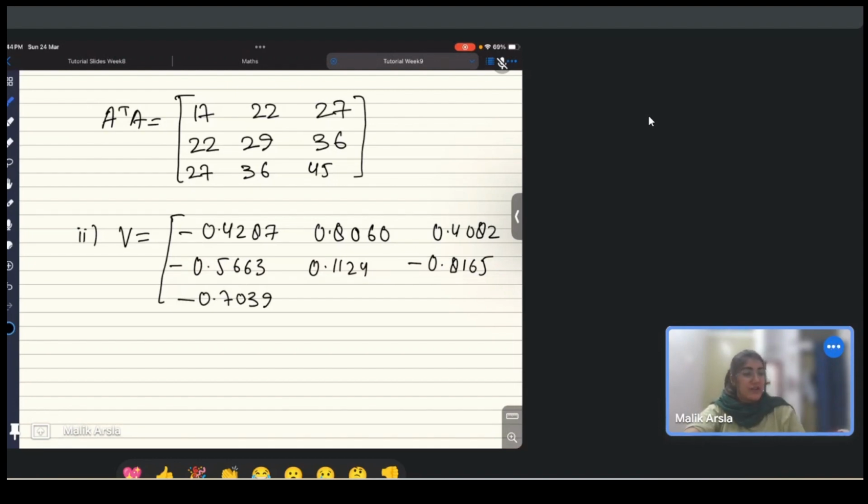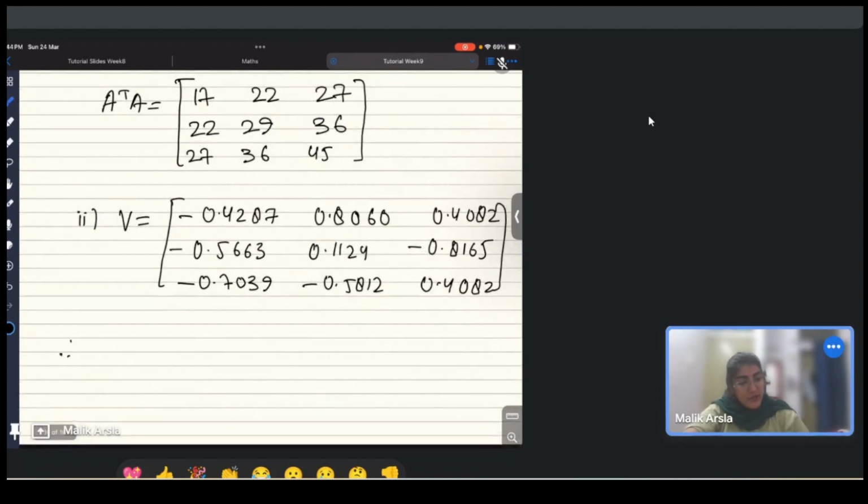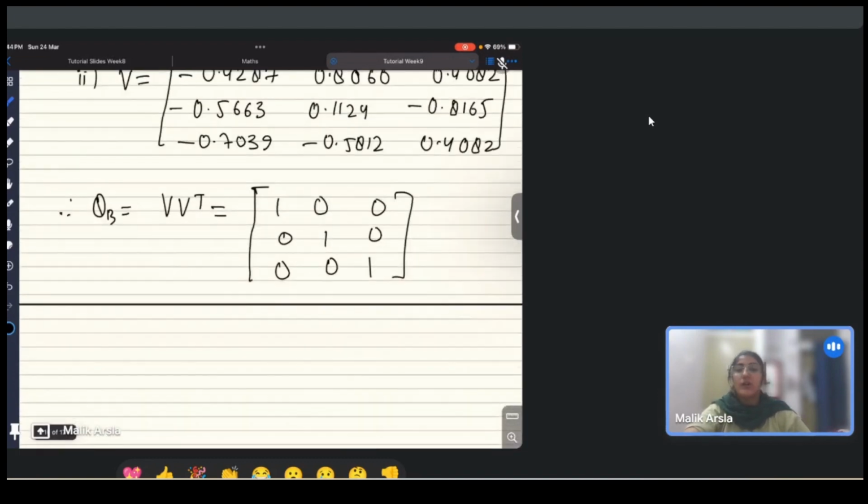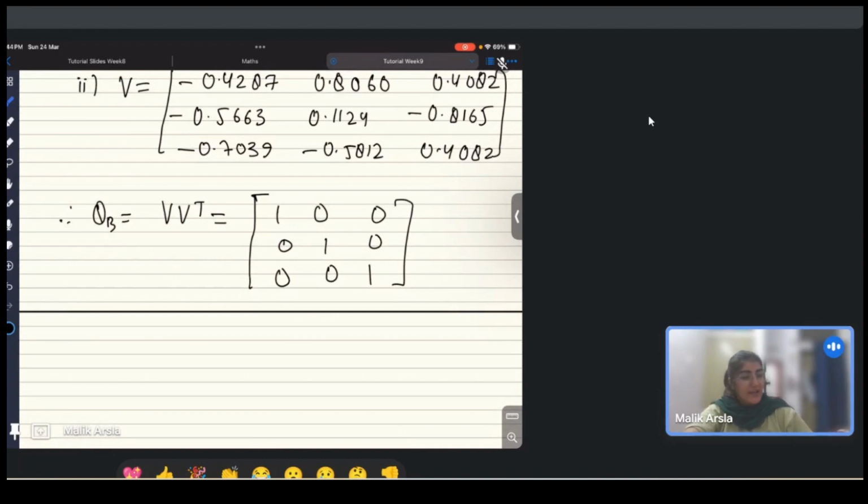Otherwise, it would be simple values, like 1 over root 2. So this is minus 0.5812 and this one is 0.4082. Now what will be QB? QB will be V into V transpose. And when you find that out, it is coming out to be a unitary matrix. I have done it, so for cross verification, you can check, it will be like this only.